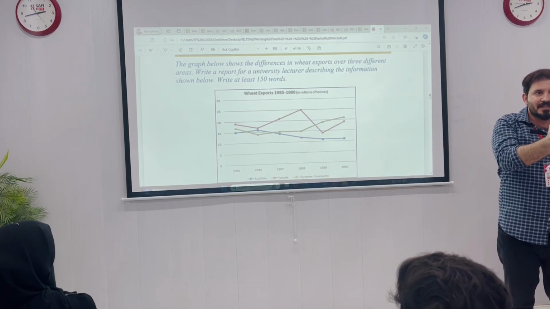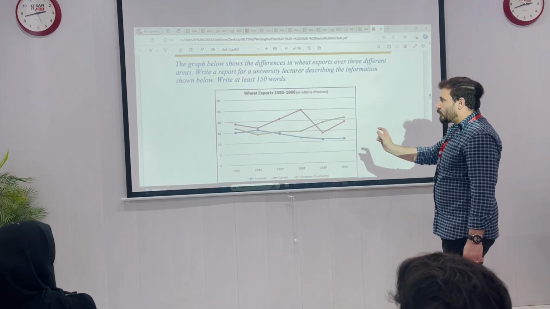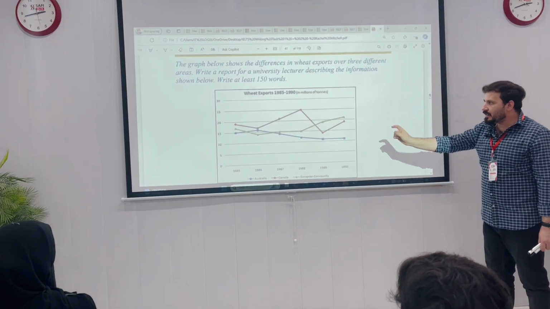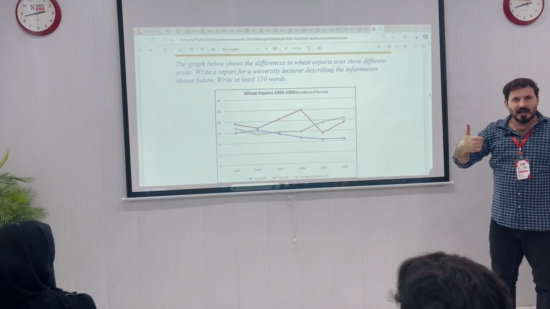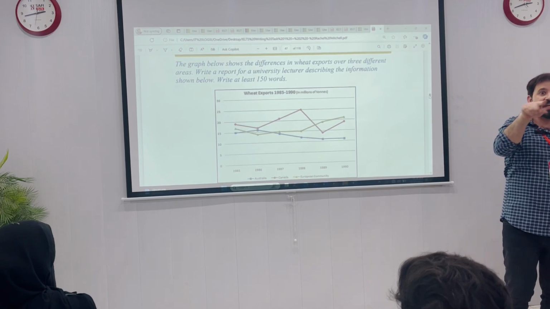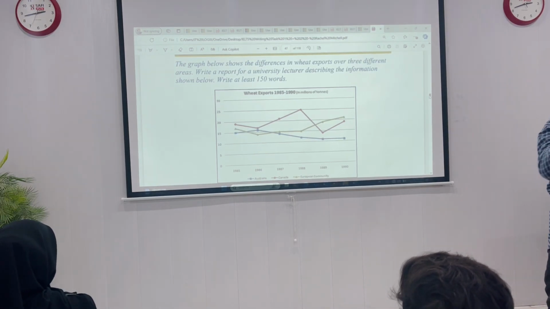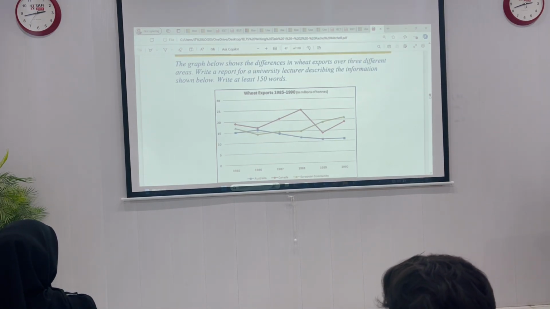So how can we start? Instead of "the graph," we will start by writing "the line graph." The line graph. So, number one, the name of the graph. You will add the name of the graph in your introduction. That's the first step you will do, clear?